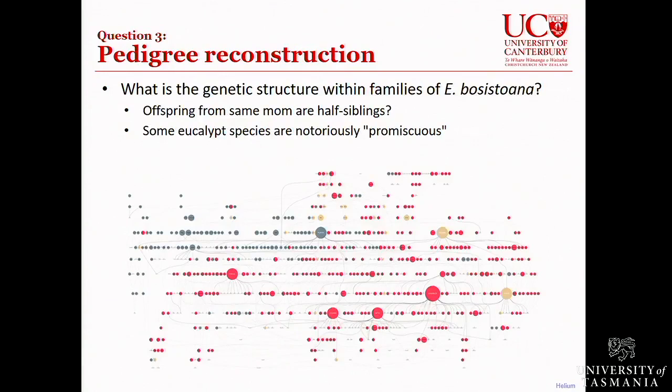Last question, what is the genetic structure within families of E. bosistoana, if offspring from the same mother trees are half siblings? As you know, some Eucalyptus species are notoriously promiscuous, if that is correctly pronounced. And there are sometimes mixed family relationships among the progeny. To solve this, we'd like to reconstruct the pedigree to better inform the breeding program.